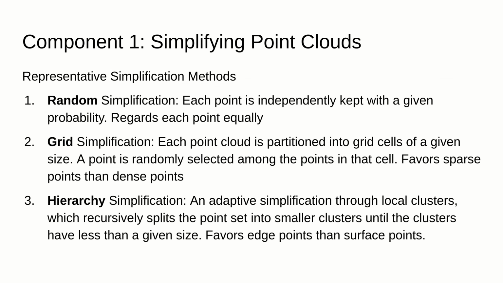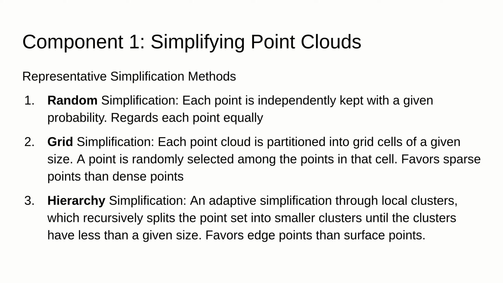Let's look at the first component. In this work, we explore several representative simplification methods. Different simplification methods generate simplified point clouds with different characteristics. We identified the following three simple but effective methods for simplifying point clouds. The first one is random simplification. In random simplification, each point is independently kept with a given probability. Therefore, random simplification regards each point equally.